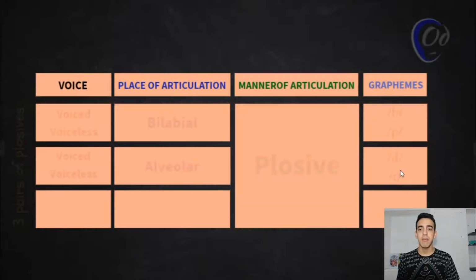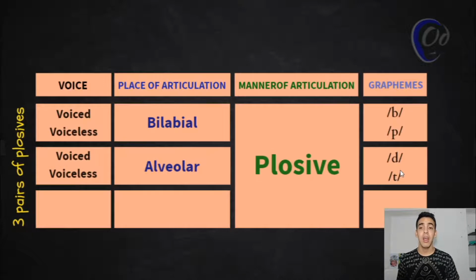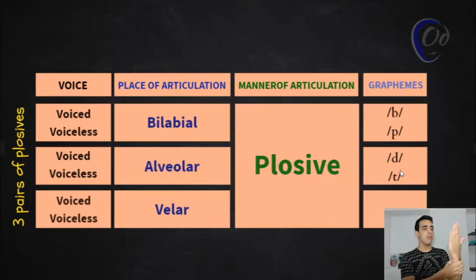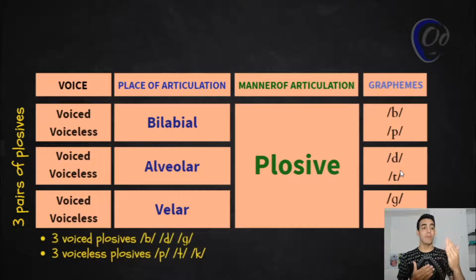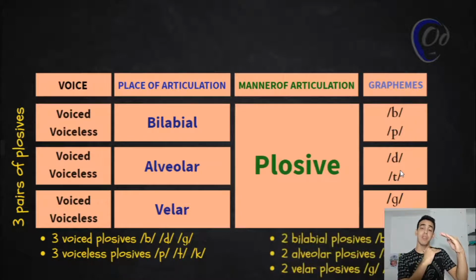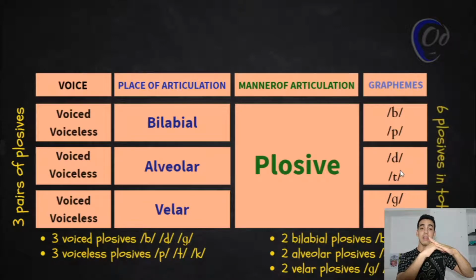Then we have a third pair: the velar plosives. They are made in the velum. Remember the velum: ka and ga. We lower our velum, and we raise the back part of the tongue, and we make these two parts touch. That's how we produce these velar sounds.